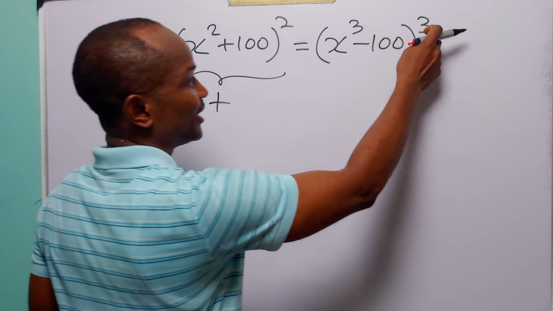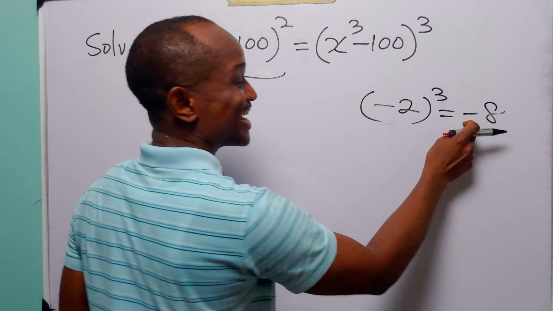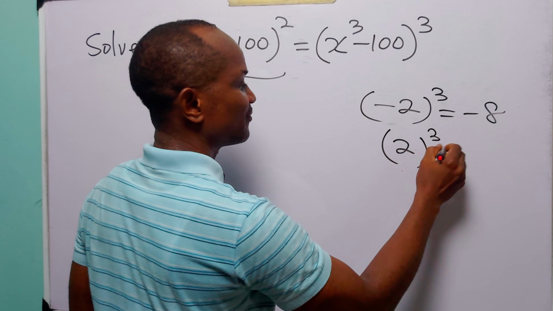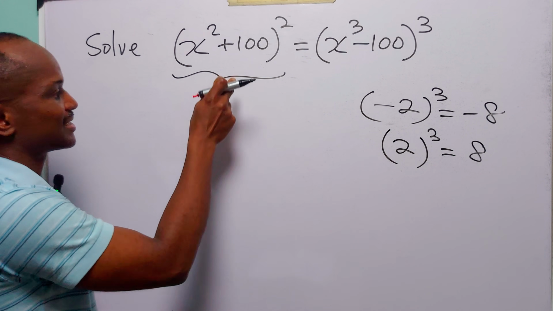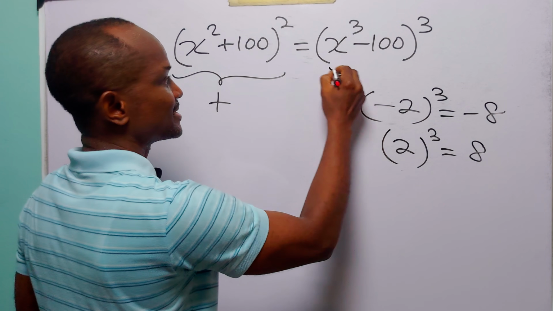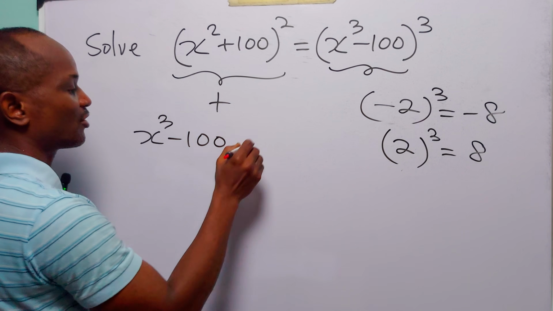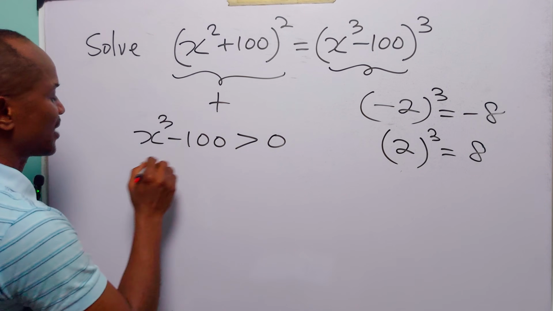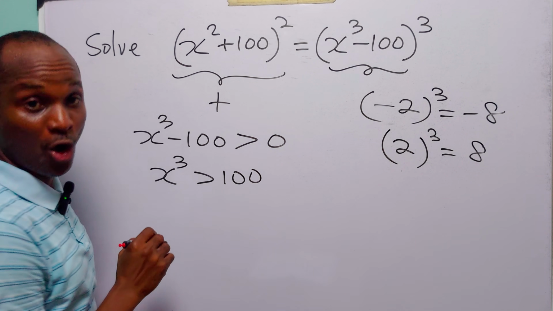Now, on the other hand, if you cube a negative quantity, you will get a negative product. But if you cube a positive quantity, you get a positive product. So that means that since the left-hand side of this equation is positive, then this, that is x cubed minus 100, must be a positive quantity. So from here we have that x cubed must be greater than 100.